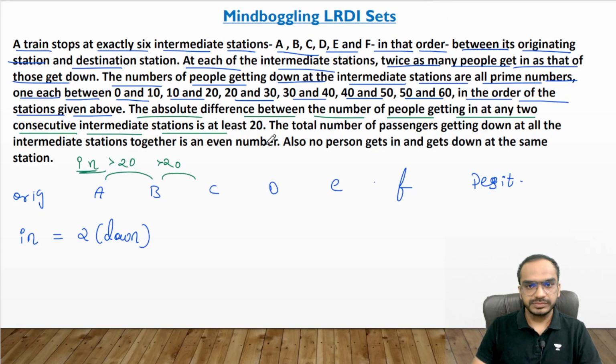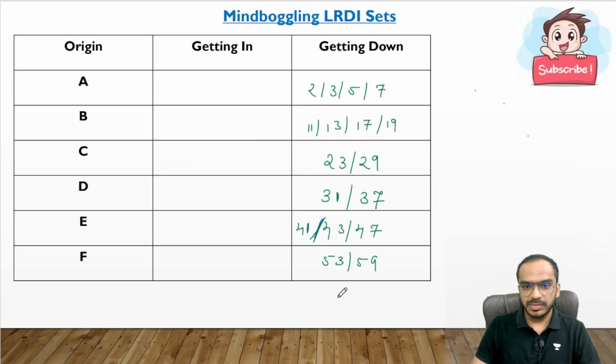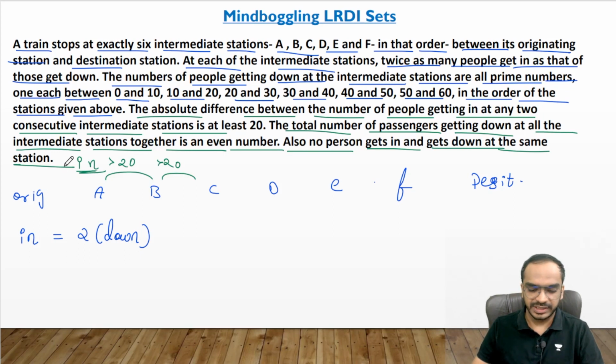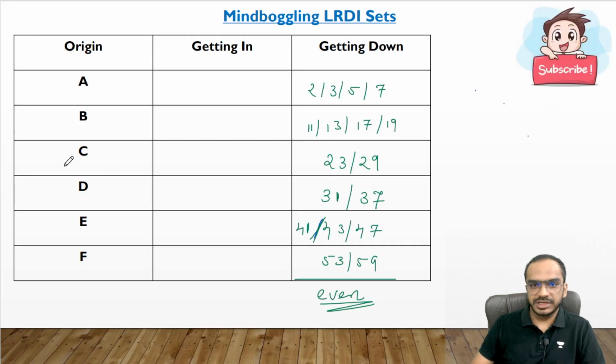The total number of passengers getting down at all the intermediate stations together is an even number. Are we clear with this? Also, no person gets in and gets down at the same station. Obviously, nobody would board at the same station. So let's have a look at what the question is trying to say.